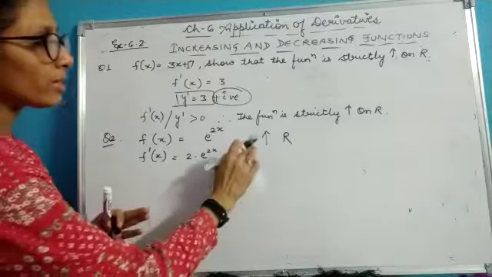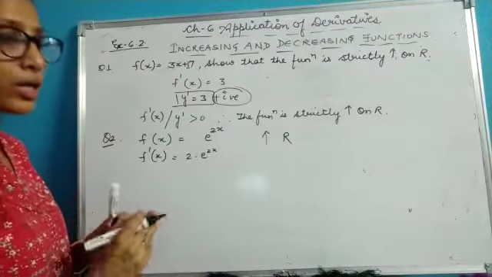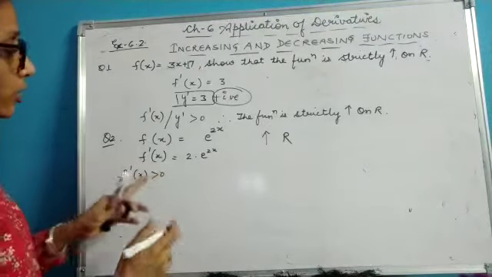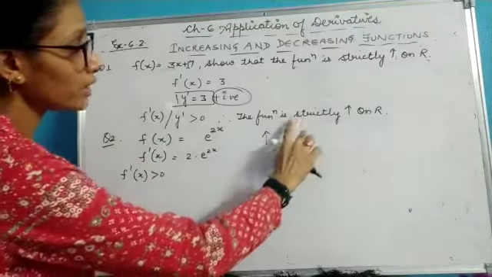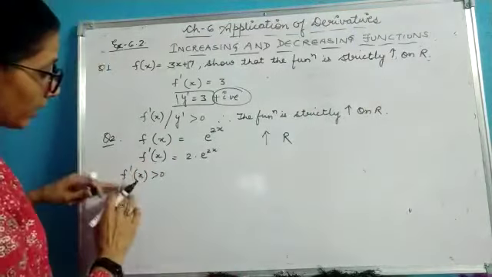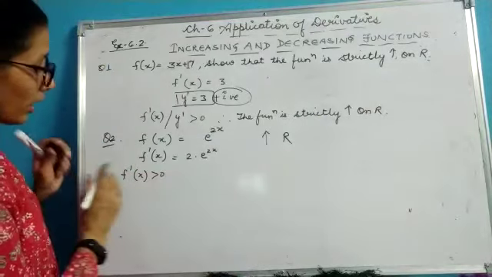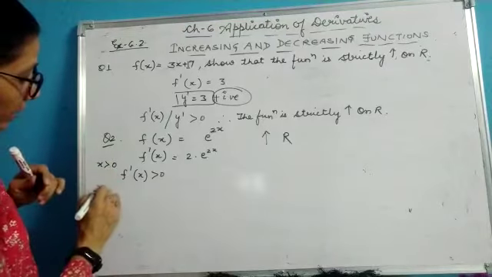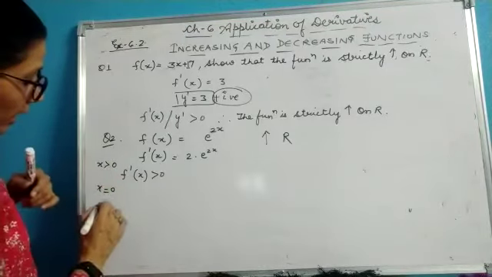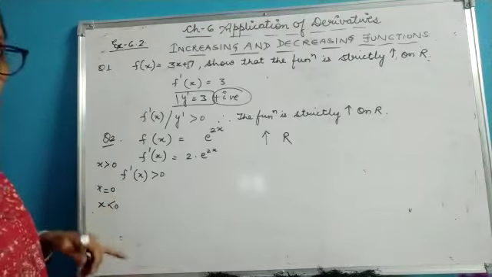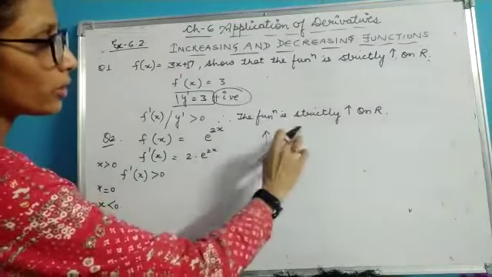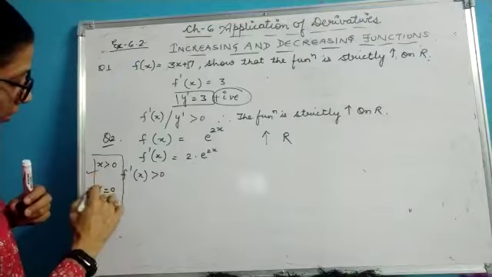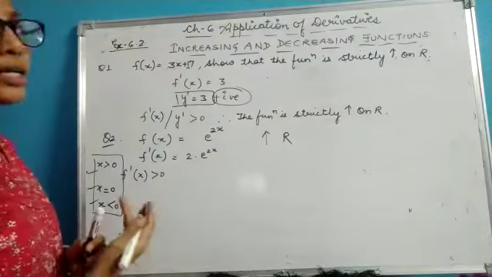Now children, if I need to show that it is strictly increasing on R, I need to find out whether f dash x is greater than 0 or not. Because I am showing it is strictly increasing on R, I'll be calculating it for x greater than 0, for x equal to 0, and for x less than 0 also, because I have to show that it is strictly increasing on R. So I'll be finding out whether on these three it is strictly increasing or not.